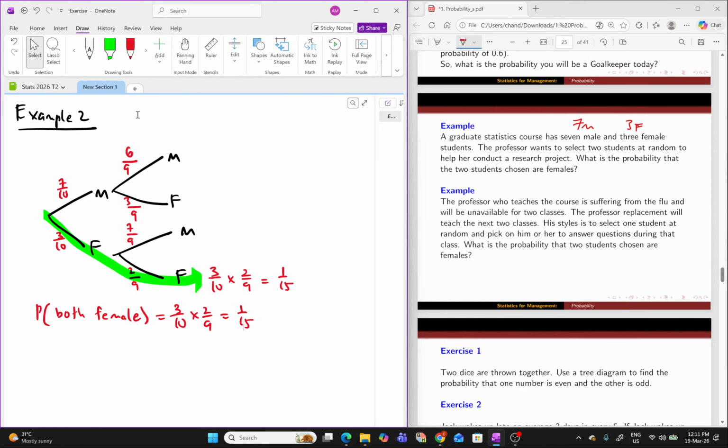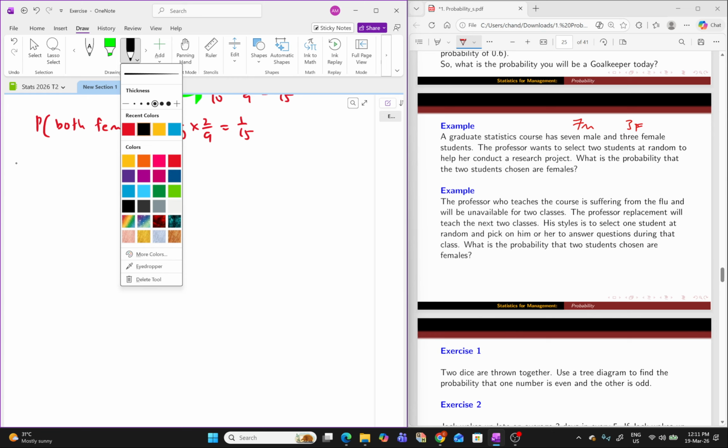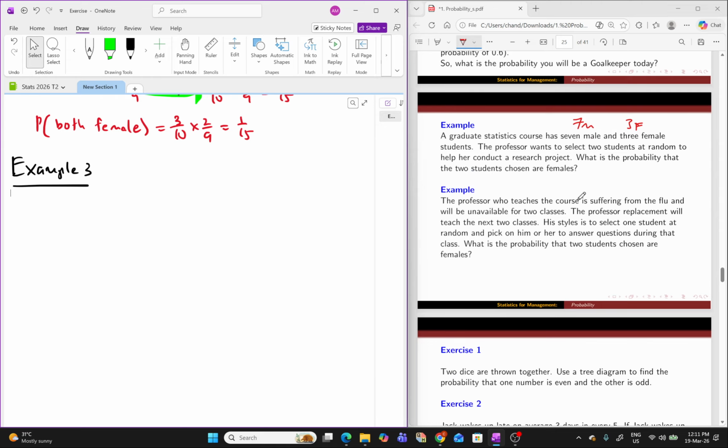Now next example, example 3 here. The professor who teaches the course is suffering from the flu and he will be unavailable for the 2 classes. It's almost the same question, just change it a bit. So now there's a replacement. A replacement professor will teach the next 2 classes.